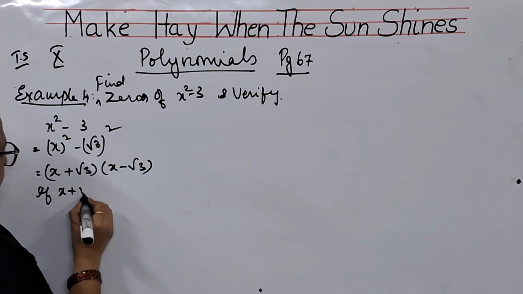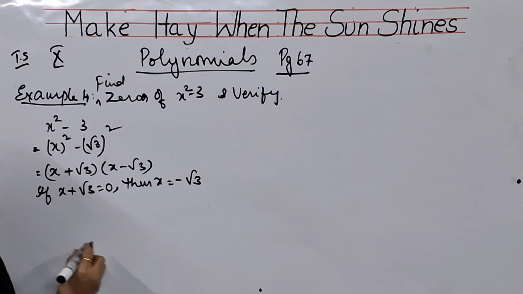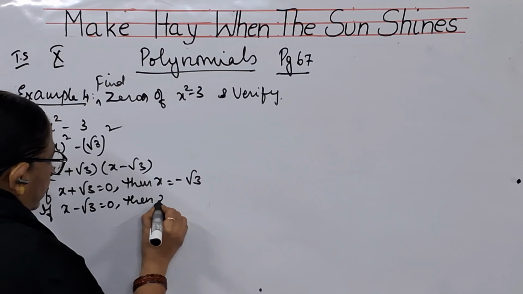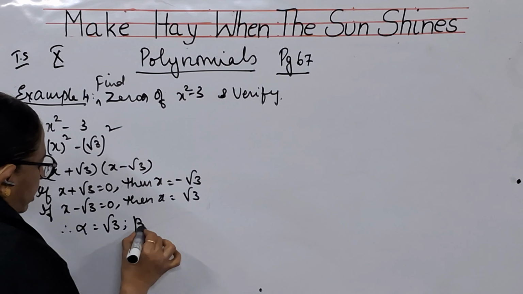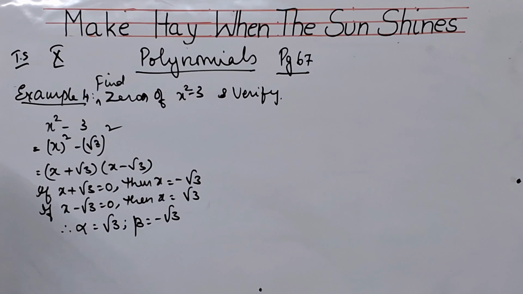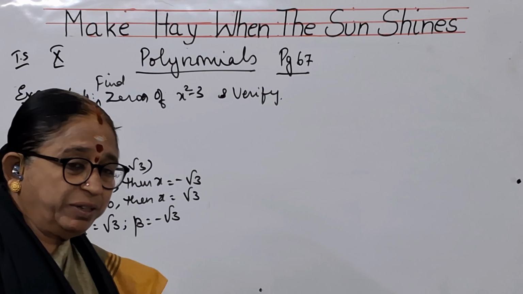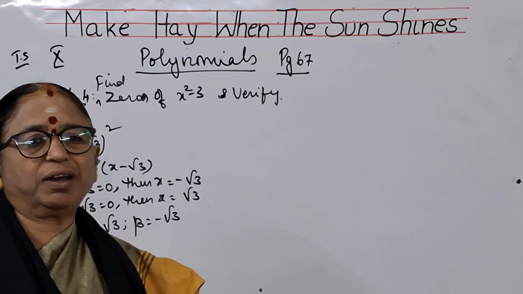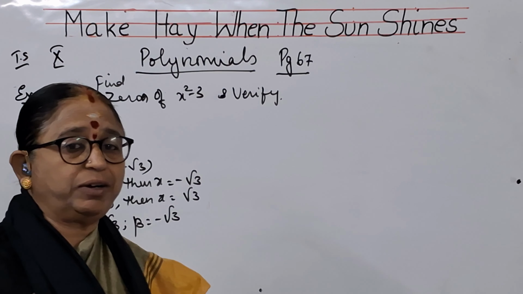If x plus root 3 is equal to 0, then x is equal to minus root 3, and if x minus root 3 is equal to 0, then x is equal to root 3. Therefore, alpha can be considered as root 3, beta can be considered as minus root 3. Earlier I told you about positive and negative. Usually we will take alpha as positive, beta as negative. If there is a chance of having positive and negative values, you can take positive as alpha, negative as beta. Otherwise, if both of them are negative, you can take one as alpha and one as beta.